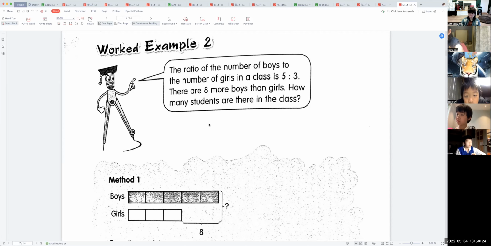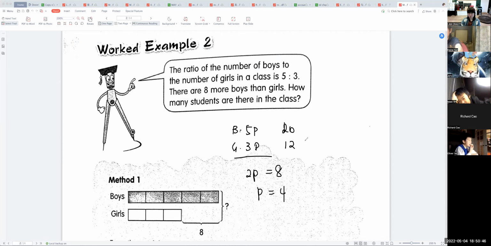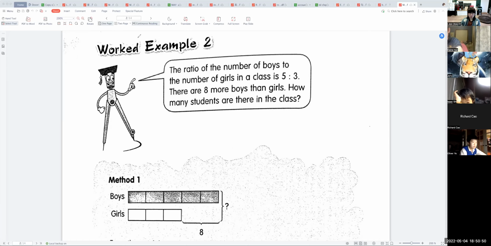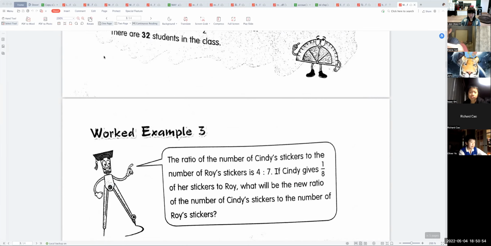Okay, so everybody, this question, I'm going to quickly explain it. The ratio is 5 to 3, so boys are 5 portions and girls are 3 portions, right? So the difference between boys and girls is 2 portions, and the 2 portions equal 8, so 1 portion equals 4. So that's why boys have 20 and girls have 12. So altogether, there are 32 students in the classroom. So we're not going to spend any time on this question. It's pretty easy.